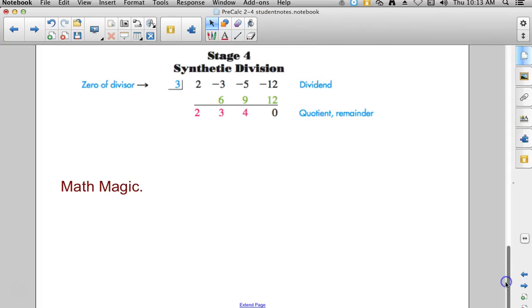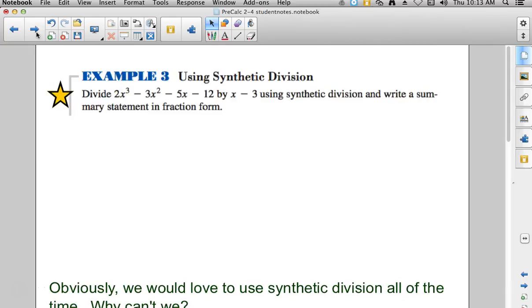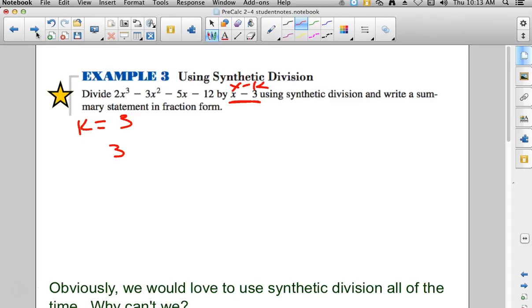Love that math magic. All right, so now we're going to divide this one, and it says divide 2x cubed minus 3x squared minus 5x minus 12 by x minus 3. And then we're going to write a summary statement of what we have. We're going to say what the answer is. So this is the first thing I check to see, can I use synthetic with this problem? Absolutely. That's in that x minus k form. So then I think, well, what would k be if this is x minus k? 3. So 3 for this book is going to go in this little half box thing.